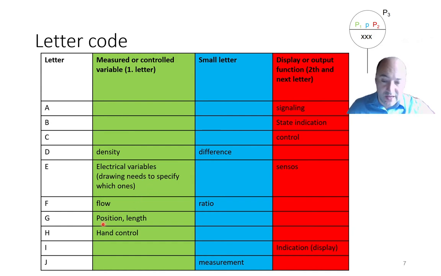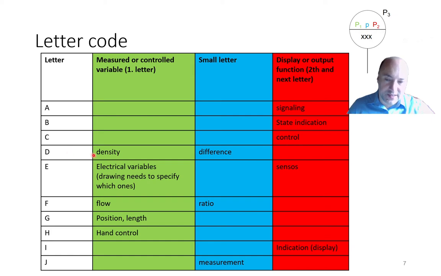So for example, if I want to measure flow, then the first letter would be F. If I would like to measure position, then the first letter would be G. The second optional small letter is telling me what mathematical operation I do with the signal. So if it is letter D, then it is a modifier. It's telling me that I am working with difference. Here would be small letter d. If it's an f, it would be a ratio, and so on.